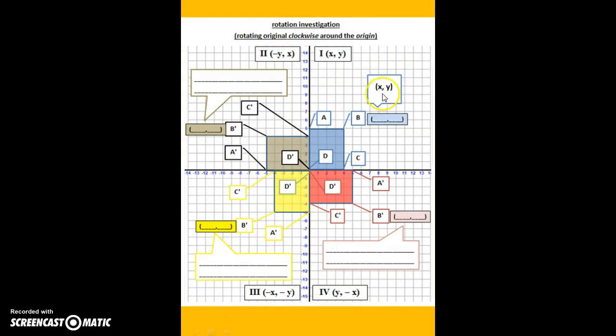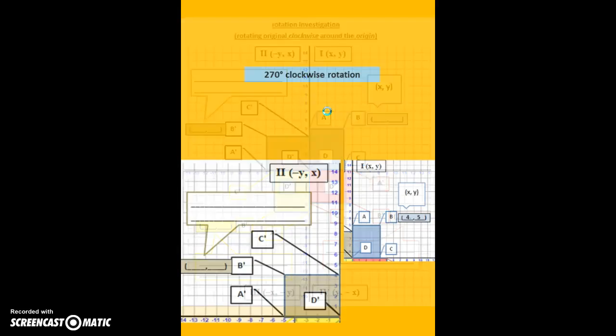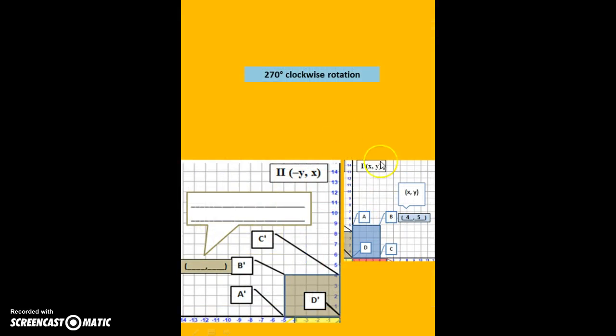Now we're going to look at quadrant 1 and quadrant 2, the two quadrants at the top, and compare what happens there. There's quadrant 1 again, and let's look at our new box. If we look at point B again, B is at (-5, 4), and the original was at (4, 5). So what happened? The x and y values switched places again, but this time the x went negative.